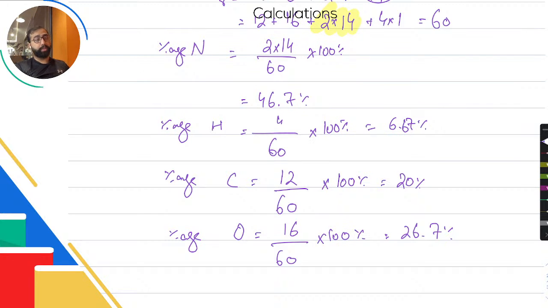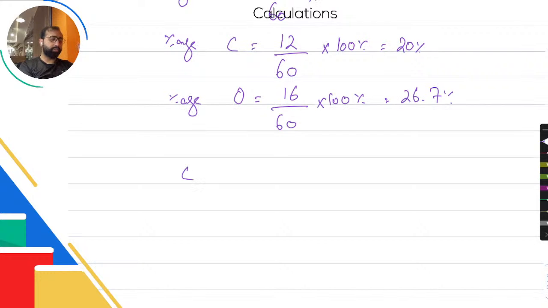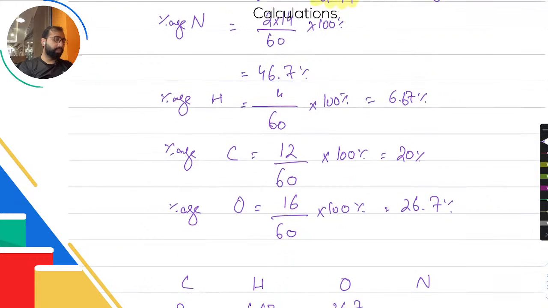If I did not know the formula, will I still be able to get it? Of course. Imagine I had 100 grams of this thing. I do not know the formula, but I have 100 grams of this. And I also know what percentage of it is that. So I know there is carbon, there's hydrogen, there's oxygen, there's nitrogen, and I know the percentage. So if I had 100 grams, I would get 20 grams of carbon. Why? Because 20% is carbon. So 100 grams, 20 grams, right? Similarly, hydrogen would be 6.67%, oxygen would be 26.7%, and lastly, nitrogen would be 46.7%.